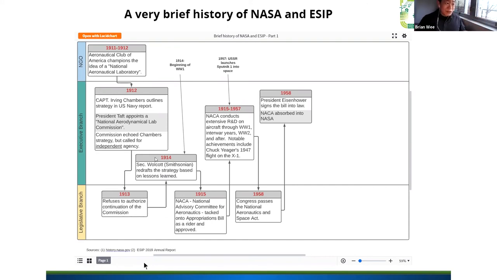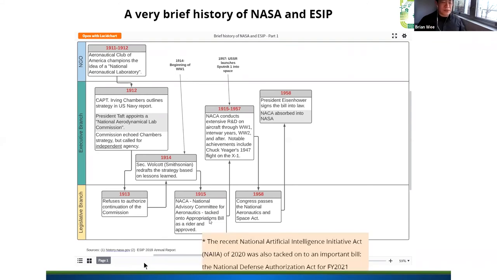And in 1914, the start of World War I, in 1915, Congress actually authorized the creation of NACA, the National Advisory Committee for Aeronautics. The way that it was created was that it was tacked onto an appropriations bill. I'm going to talk a little bit about stuff like that. Very often what happens in Congress is that either a House of Representatives member or a senator crafts a bill, and then eventually that language gets swallowed up in a larger piece of legislation, which is how NACA was born. It was tacked onto the appropriations bill.